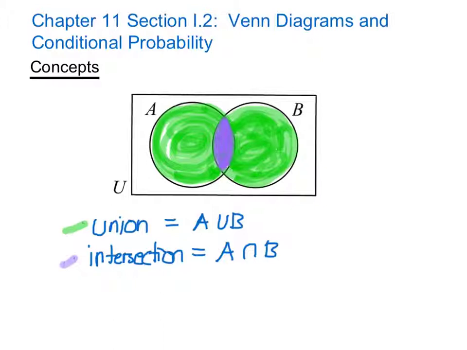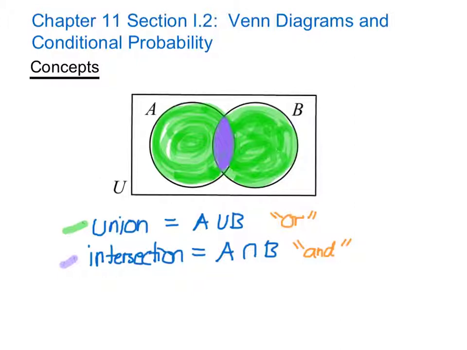Also remember that union is another way to say or. So an element can be in either A or B, and that the intersection is another way to say and. So in this case, an element has to be in both A and B.